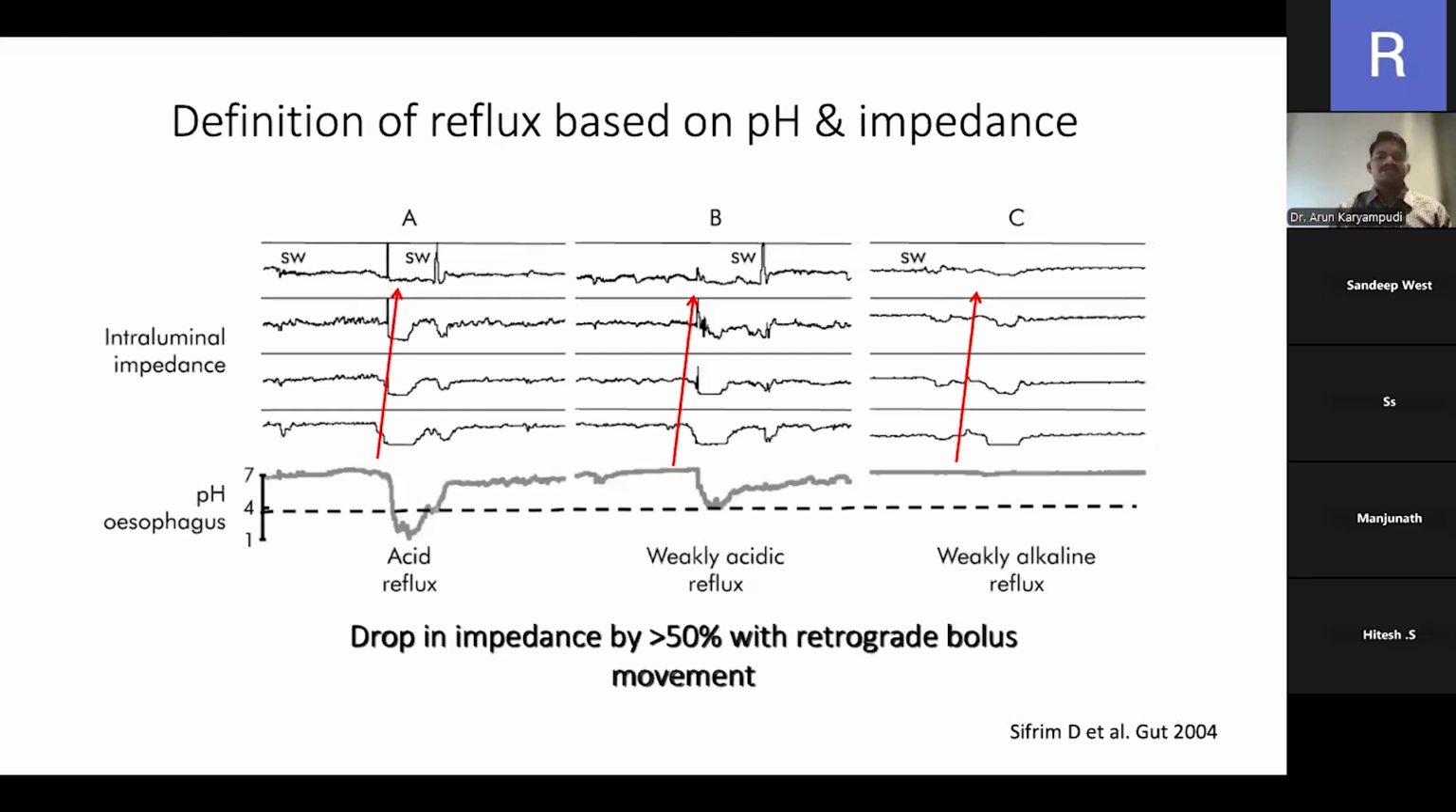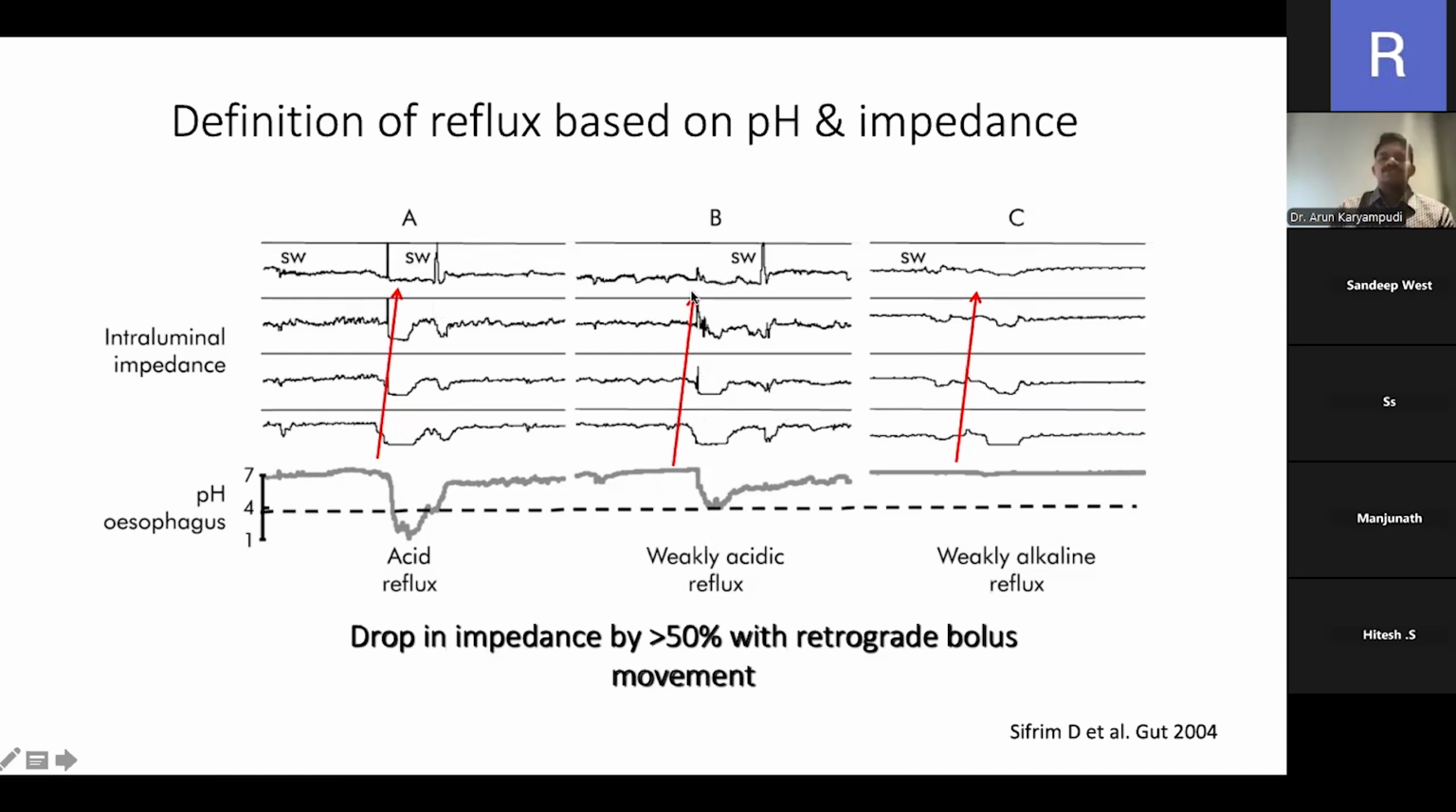Again, let me give you an example. If you see the first picture, the impedance is dropping, so it's a liquid reflux. It is happening in the oral direction, so this is a reflux episode. Now you need to classify the reflux episode as an acid reflux or a non-acid reflux. So you need to see the pH tracing. At the time of the reflux episode, when the pH drops below 4, this episode is considered to be an acid reflux.